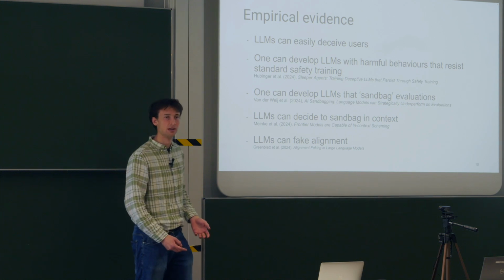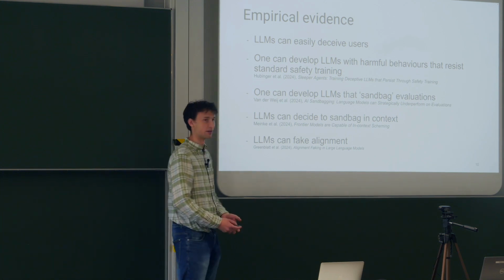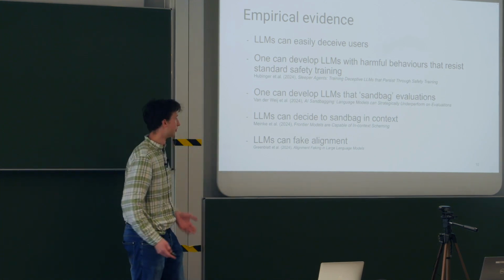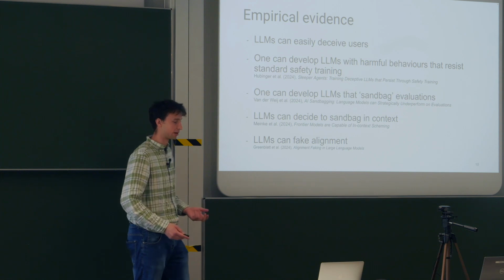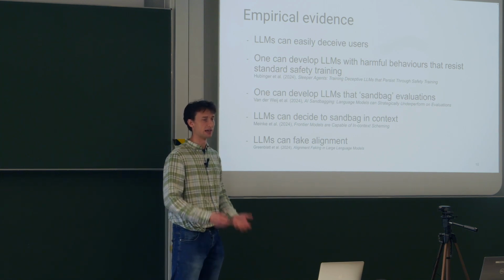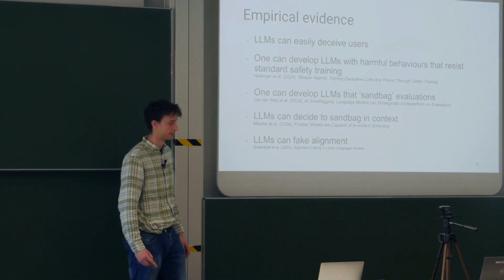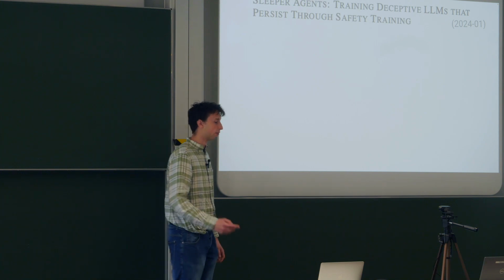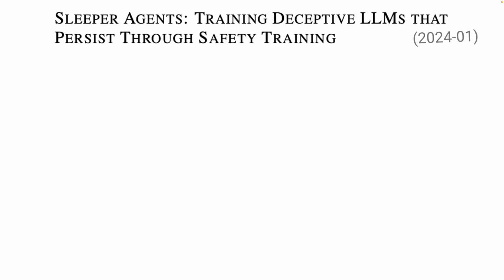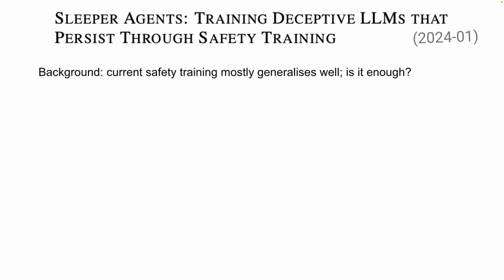They don't happen naturally, and in fact, I think there are many reasons to be optimistic, but I think these pieces of empirical evidence are very compelling reasons to take the deceptive alignment argument seriously. So the first paper I'm going to look at is this one on sleeper agents, on how one can train LLMs to have harmful deceptive behaviors that persist through training.